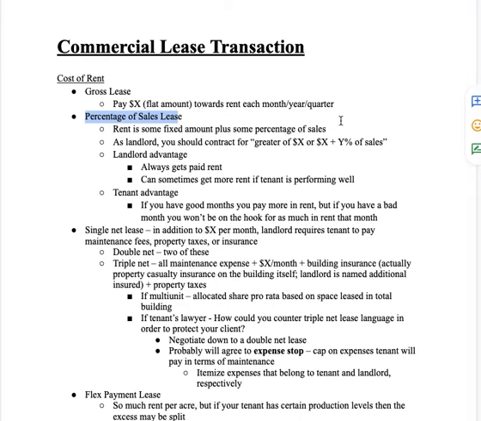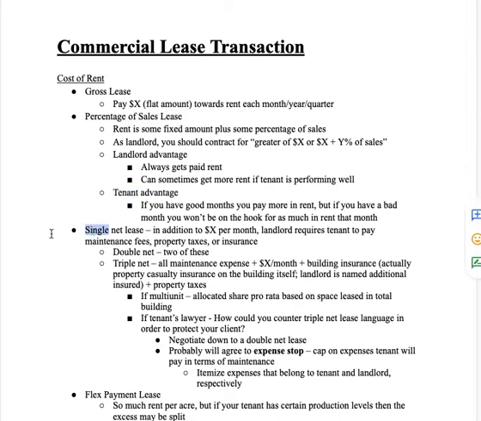As a landlord, you should contract for the greater of X or Y, or X plus Y percentage of sales. Landlord advantage is that you're always going to get paid some rent, and you can sometimes get more rent if the tenant is performing well. The tenant advantage for this percentage of sales lease is that if you have good months, you can pay more in rent, but if you have bad months, you won't be on the hook for as much rent in that month. So it can be advantageous for both parties.